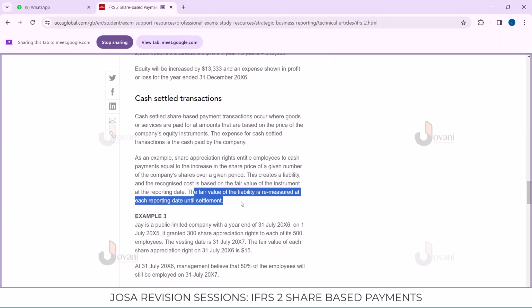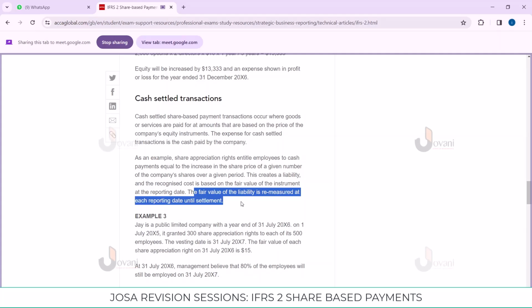When it comes to cash settled, yes, we use the fair value of the options, but now, at each reporting date, you must obtain the fair value of the options. Does it make sense now? Yes, it does. At each reporting date, you must remeasure the fair value of the transaction.